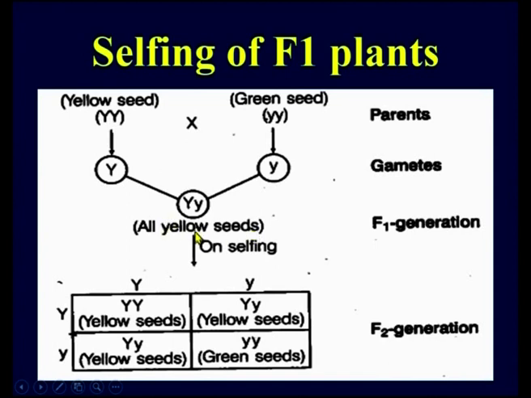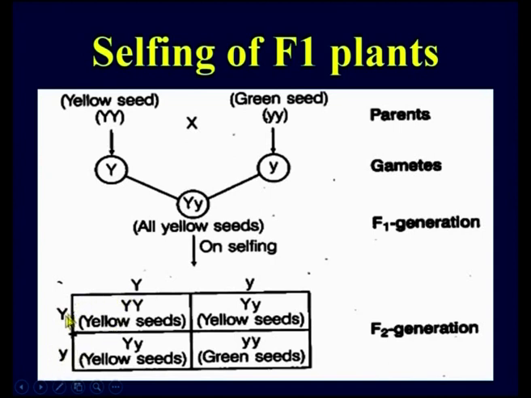On selfing, selfing means self pollination takes place. So how do you represent that selfing here? This is capital Y small y, again breeding with capital Y small y. One of these parents is represented here, this is capital Y, this is small y. We are talking about selfing. If this represents the female part, then the male plant is represented here as capital Y and small y.